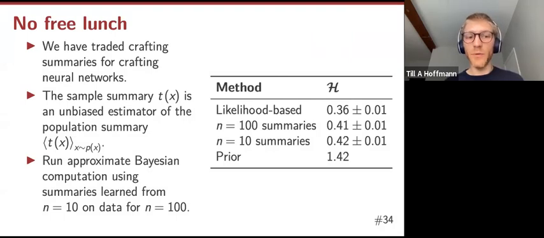Now, we can run approximate Bayesian computation using summaries learned on a small data set on data for a large data set. On the right-hand side, we again have the performance. So the likelihood-based approach is, of course, the gold standard. But whether we use the summaries that we learned for the first case, for 10 samples, or whether we use 100 samples, does not affect the posterior in terms of the expected posterior entropy. And both of them do much, much better than the prior.